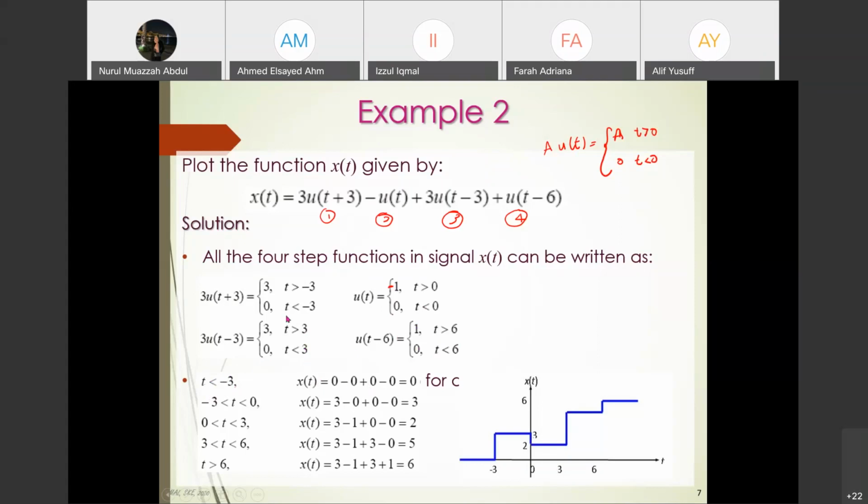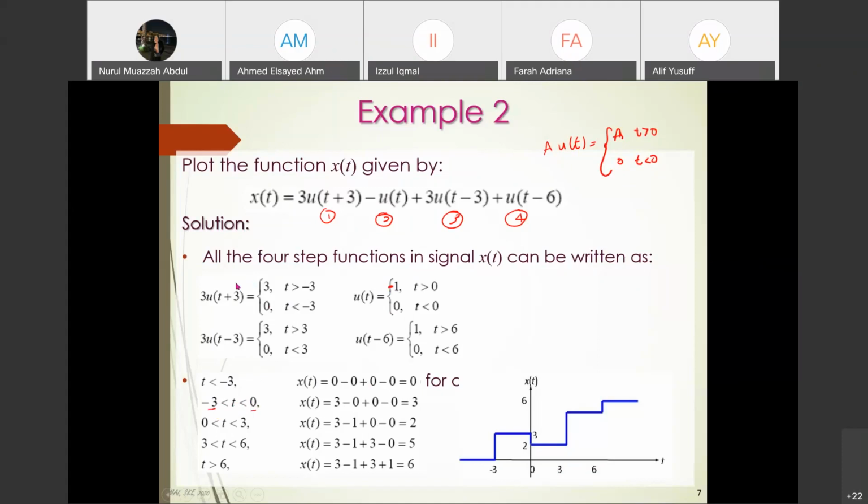Why 0? Because you perform this, this, this and this. You add all together, and the result is 0. So you put here t between negative 3 and 0. When you do it like this, you find the x(t) value, or the value of the signals here, when t is less than zero and bigger than negative three.